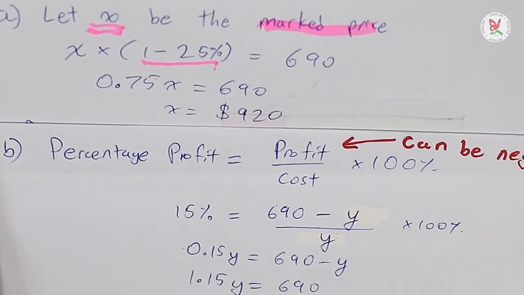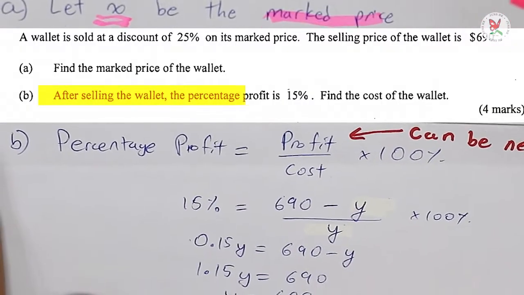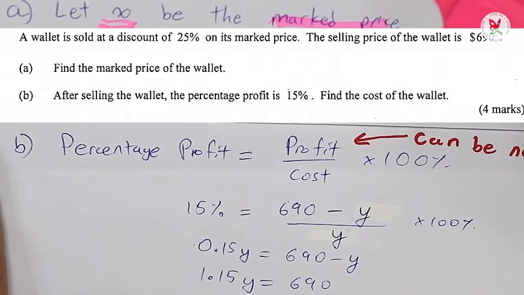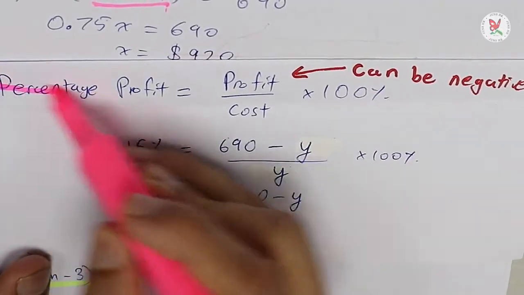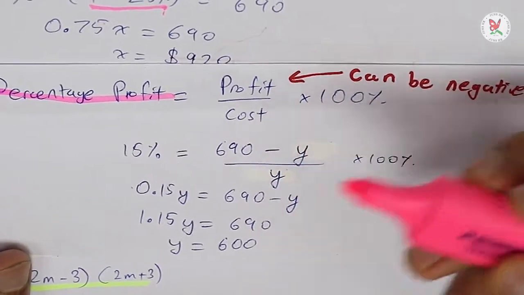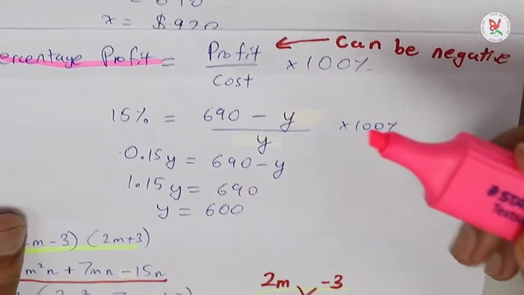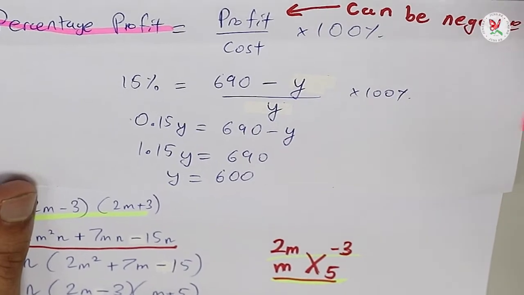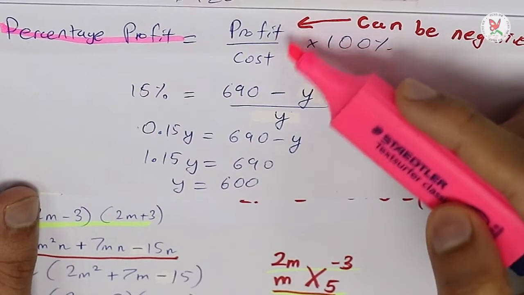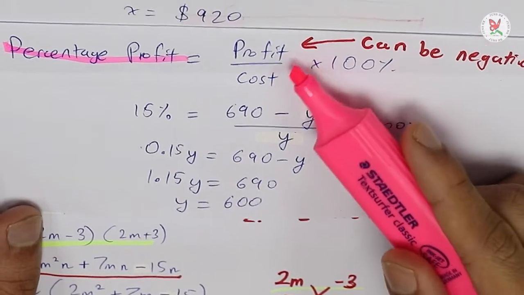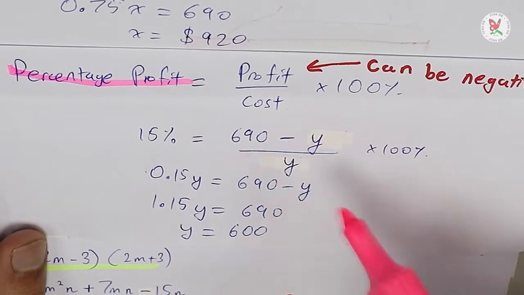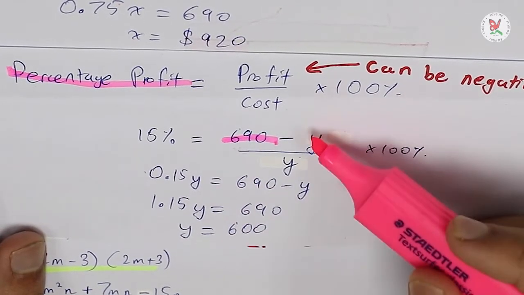So now the next part of the question is, after selling the wallet, the percentage profit is 15%. The concept of percentage profit is very simple. Percentage profit is simply the profit divided by the cost. So if you earned $20, but you had to invest $1,000 into it, it's not very significant. That's why the percentage profit will be very low. So it's simply the profit over the cost, and the profit is what you earned. So it's what you sold, which is 690, minus what you paid to get it.